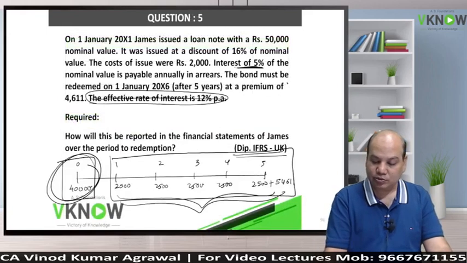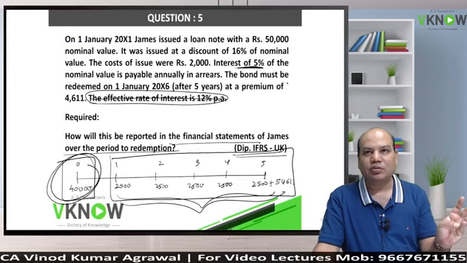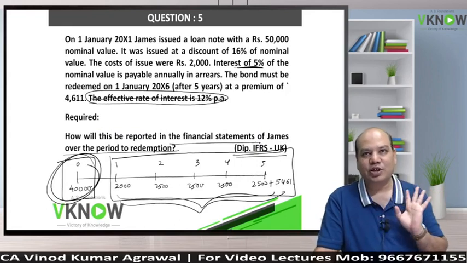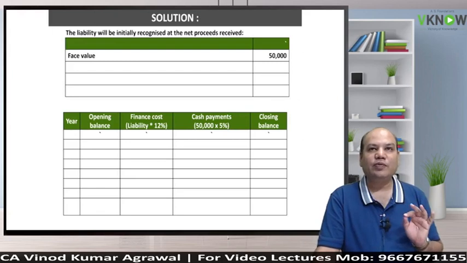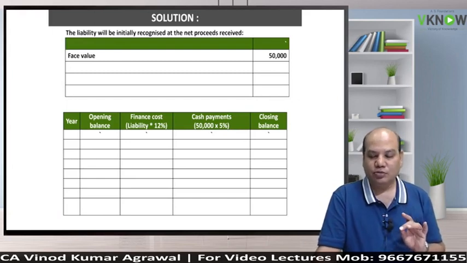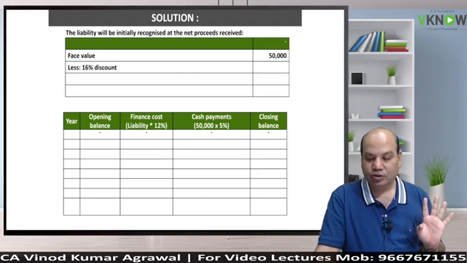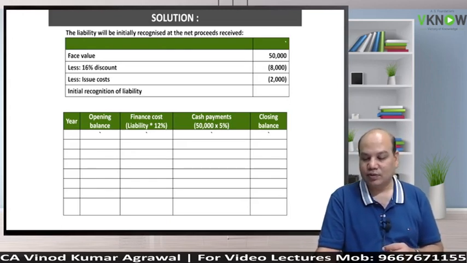What is the question? How will this be reported in the financial statements of GEMS over the period to redemption? So how will it appear in the P&L account, balance sheet, and cash flow statement. For that I need to first prepare two working notes. The first working note will be the initial recognition of the financial liability, which will be proceeds minus transaction cost. My face value is 50,000, discount given 8,000, issue expenses 2,000.